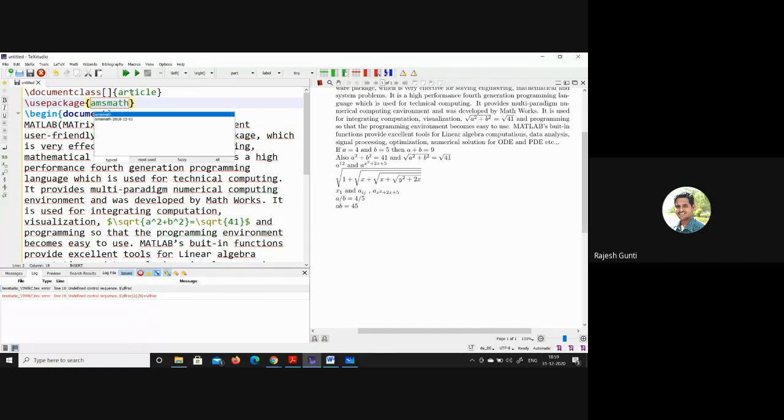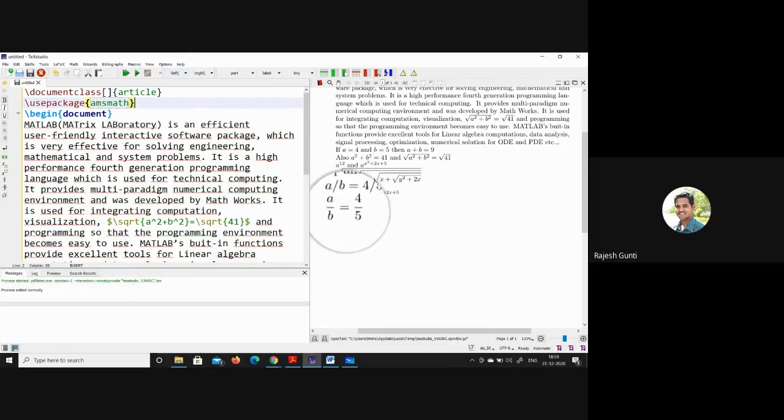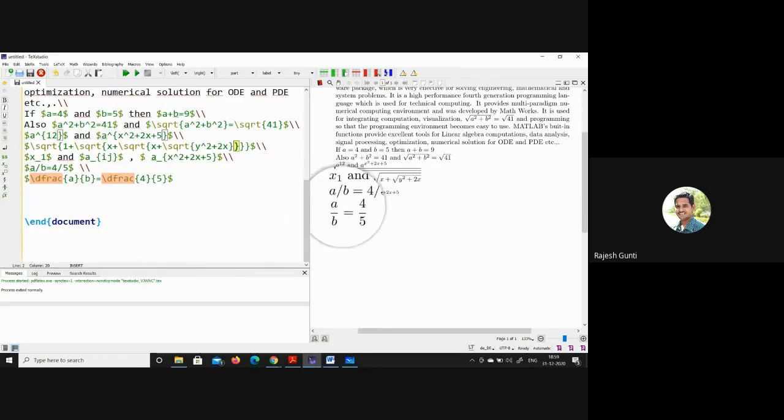AMS math. Already it came here. This is the AMS math package. If you use this package, we can type all mathematical symbols, integral symbols, differential symbols, all mathematical symbols we can insert. I'm running this document now. You see the output. A by B is equal to 4 by 5.